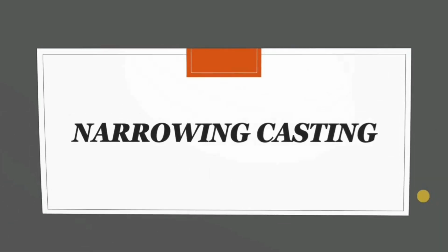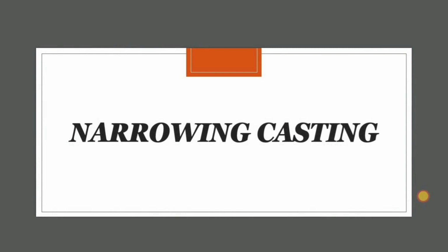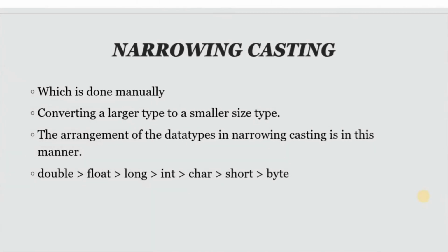Next is narrowing casting, which is done manually, converting a larger type to a smaller size type. The arrangement of the data types in narrowing casting is in this manner: double greater than float greater than long greater than int greater than char greater than short greater than byte.